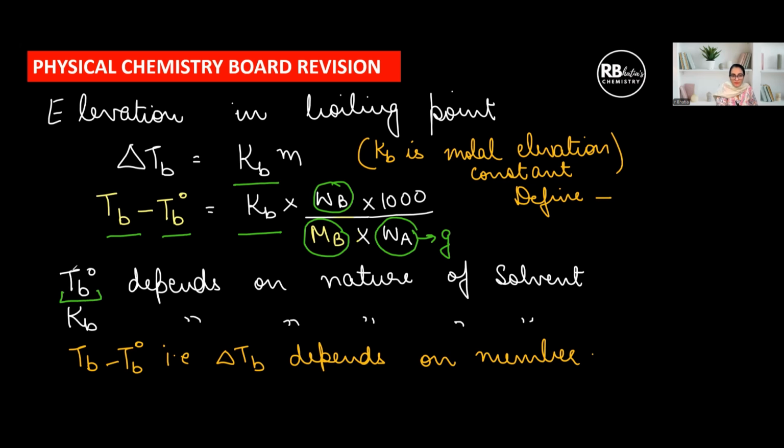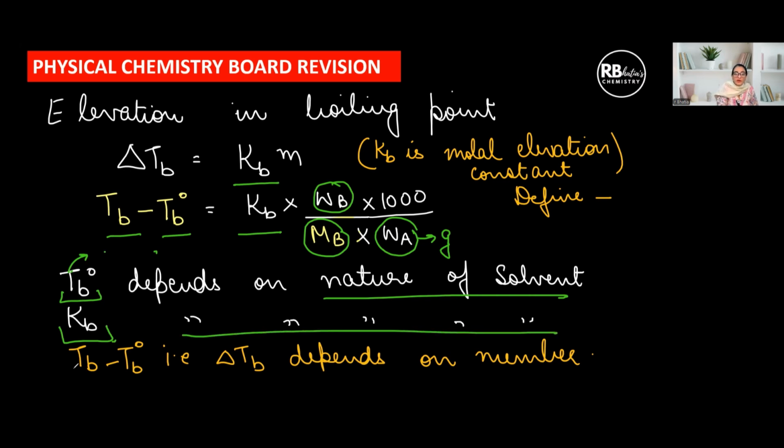Tb naught is the boiling point of the pure solvent. It depends on nature. Obviously, the boiling point of water will be different from benzene, from alcohol, etc. Kb is also a property of the solvent. It depends on the nature of the solvent. Tb minus Tb naught, that is the elevation, depends on number. Why elevation? Because understand Tb is always greater than Tb naught, so we get an elevation. These are the important points to be kept in mind.